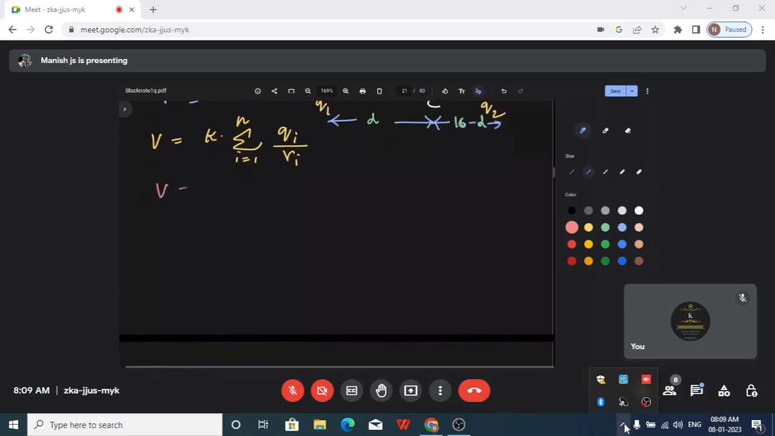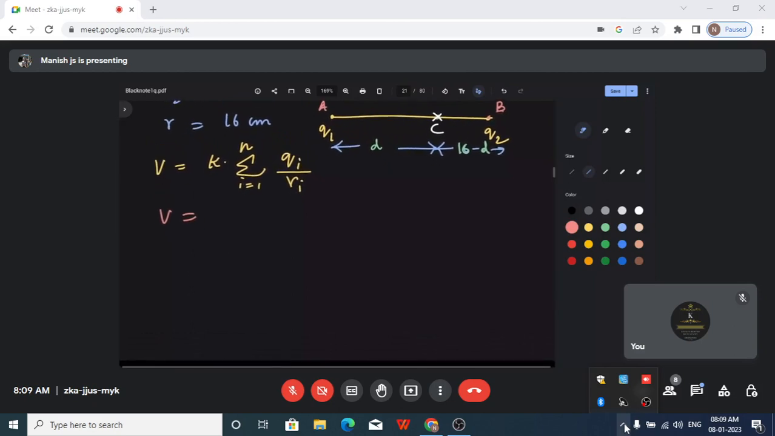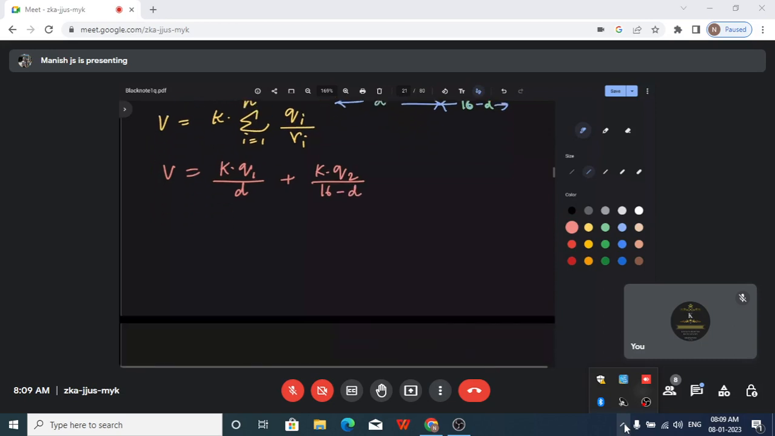So we can write V is equal to, so the electric potential is equal to, ரெண்டு சார்ஜஸ் இருக்கிறதுனால, I can write this as K times Q1 divided by R1. So you can take that R1 as இங்க நம்ம D ன்னு எடுத்துருக்கோம். So you can take it as D plus K into Q2 upon, this you will take 16 minus D. Exactly 16 minus D. அவ்வளவுதான். So we are generalizing.